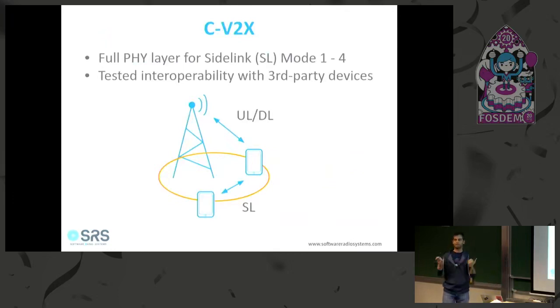C-V2X. We've heard about car-to-car communication using 11p. There are two competing standards for car-to-car communication. One is based on Wi-Fi, and the other one is the cellular way, and that's why they put a C there. So it's cellular V2X. What it means in a cellular context is that usually a phone is connected to a base station, and there's uplink and downlink going back and forth between a UE and a base station.